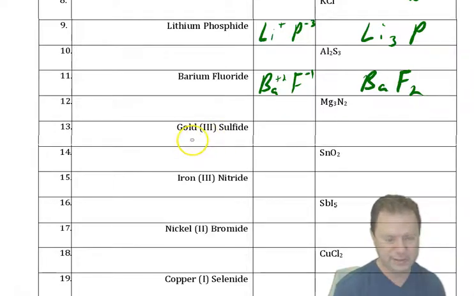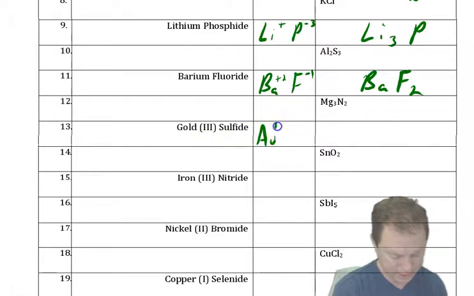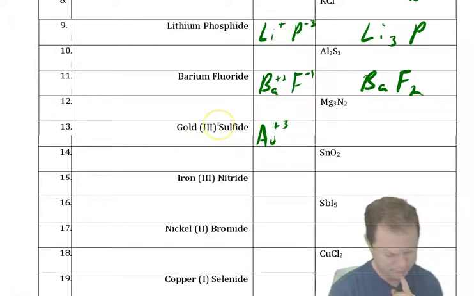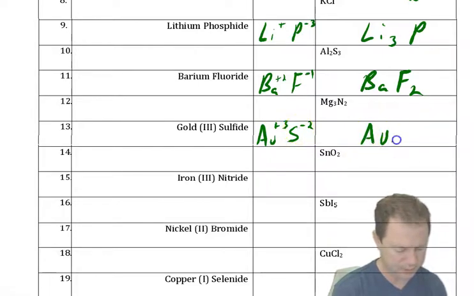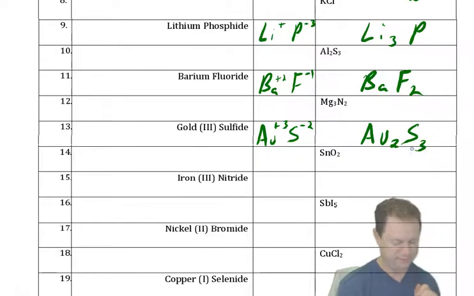Gold 3 sulfide. Gold is Au. Don't be confusing it with Ag, it's Au. It's +3. How do I know that? Well, they told us it's Roman numeral 3. Sulfide comes from sulfur, and that is -2. A 3 and a 2 meet at 6. How do I get to 6 with 2 of these and 3 of these? All right, I have to multiply my gold by 2 and my sulfur by 3.